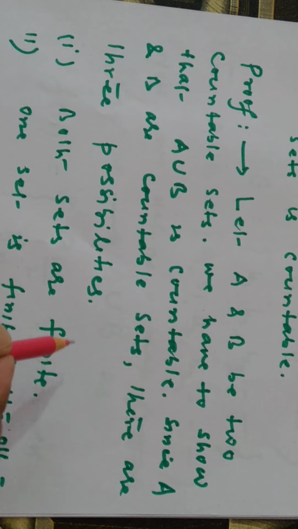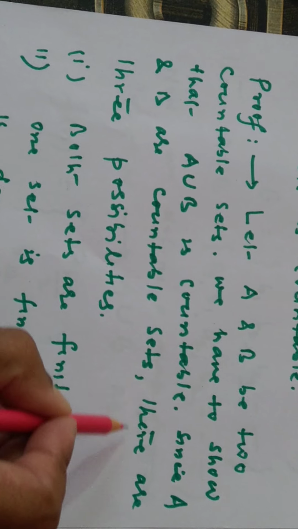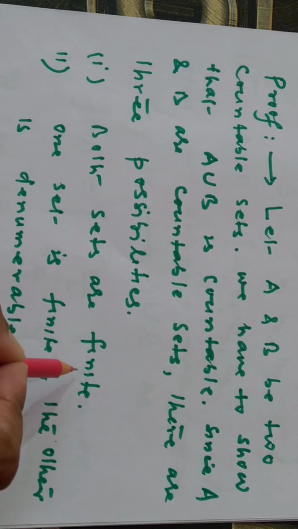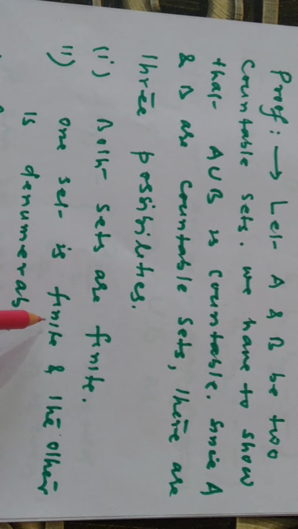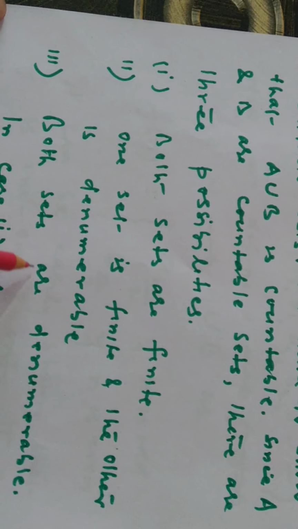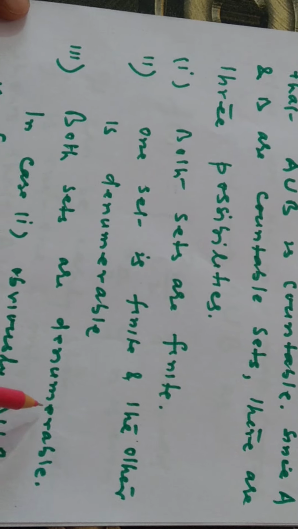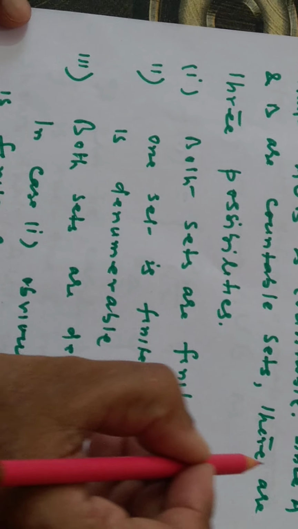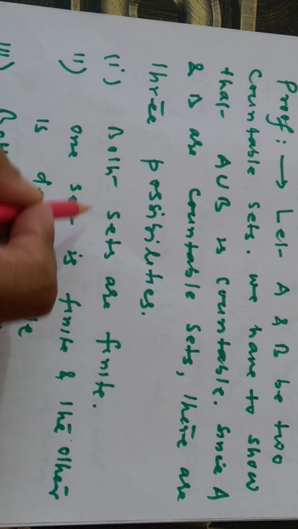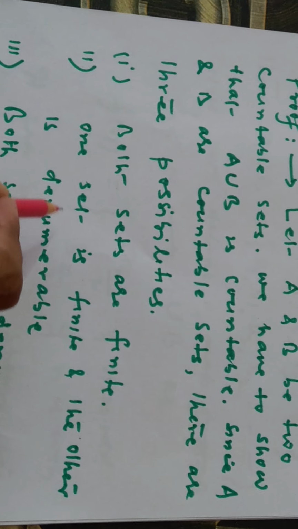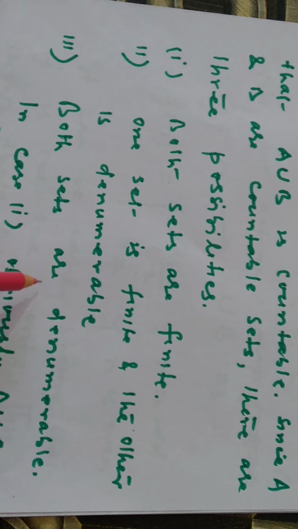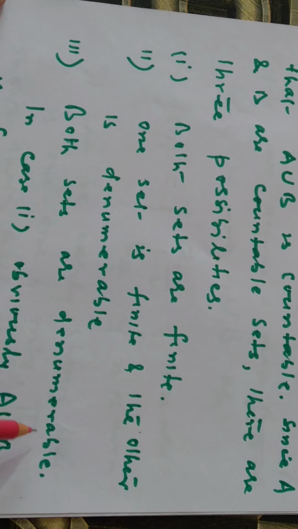Since A and B are countable sets, there are three possibilities. Number one, both sets are finite. Number two, one set is finite and the other is denumerable. Number three, both the sets are denumerable. Out of the two sets A and B, we will have these three possibilities.